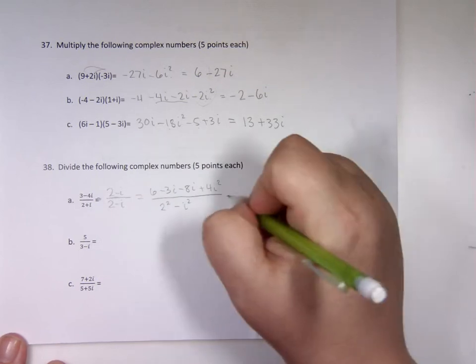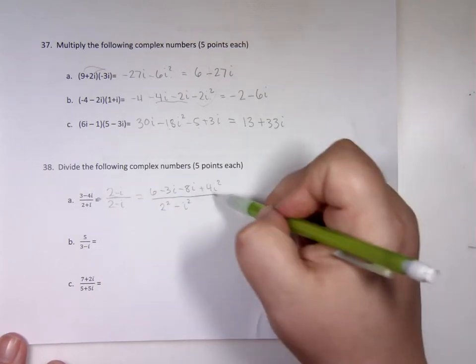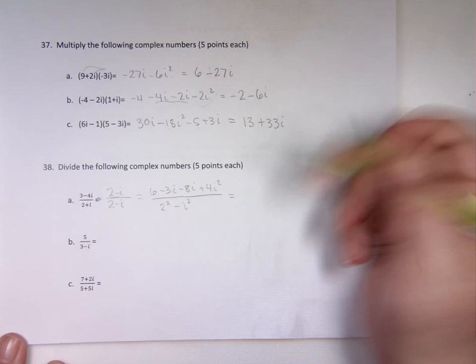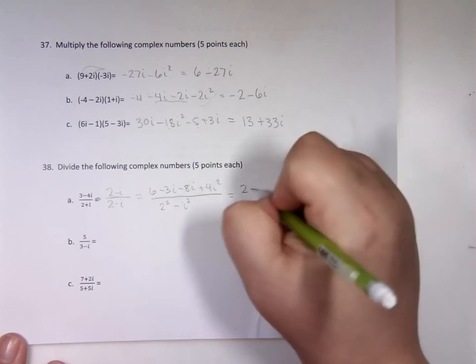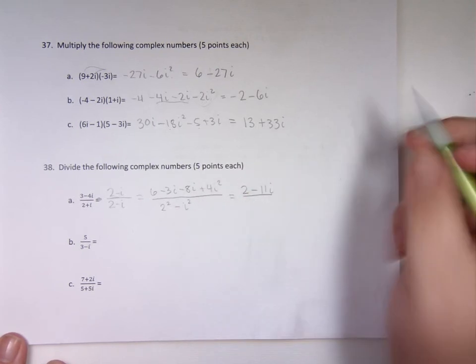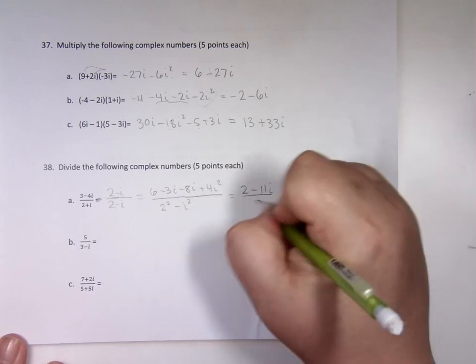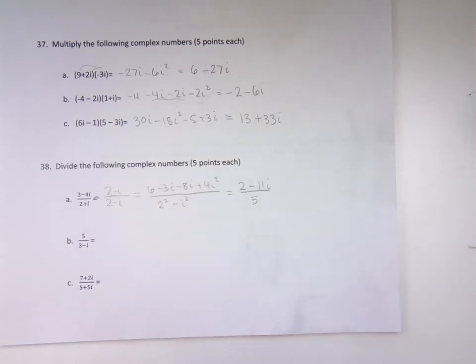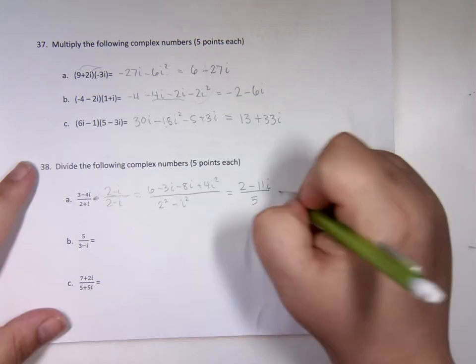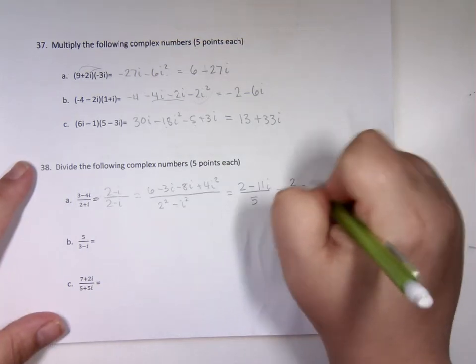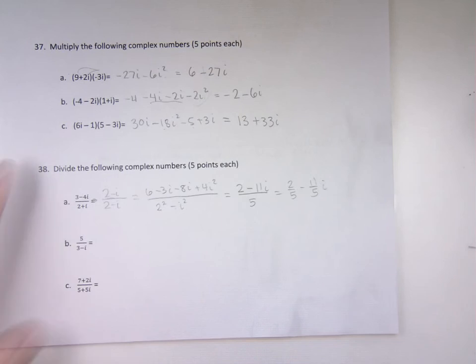So the top is going to simplify. This is negative 4. 6 plus negative 4 is 2 minus 11i. And this is 4 minus negative 1, so that's going to be a 5. You can also write this as 2/5 minus 11/5 i. I really don't care which way you write it. Whichever way you like better is fine with me.